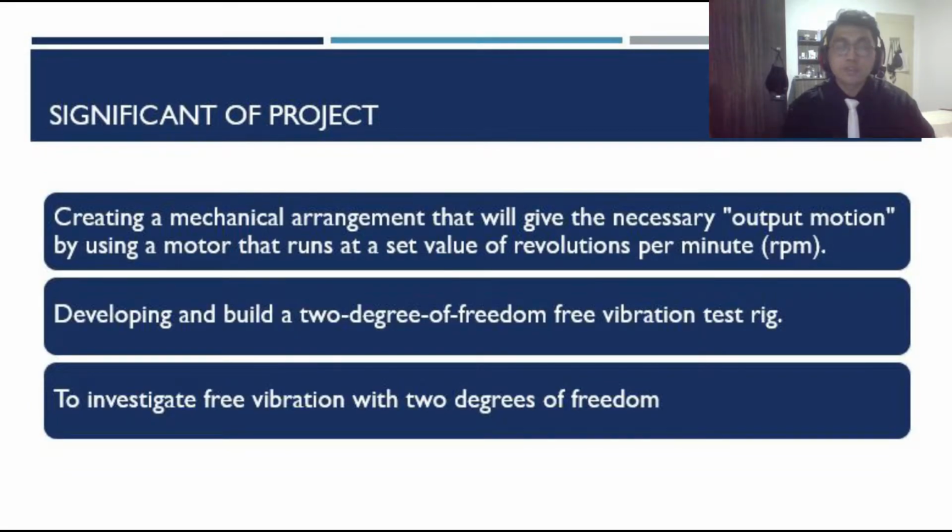Our significant project is to create a mechanical arrangement prototype that is able to run at a set value of revolutions per minute. The next one is to develop a 2 degree of freedom system at free vibration, and also to investigate free vibration with 2 degrees of freedom.